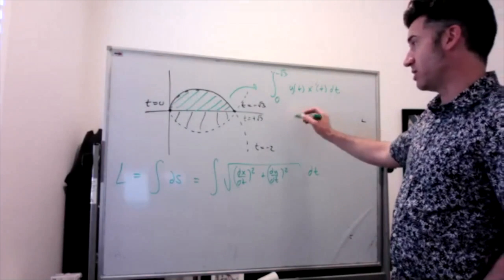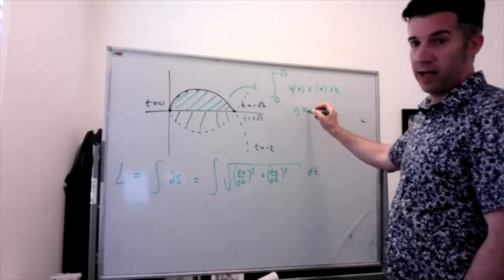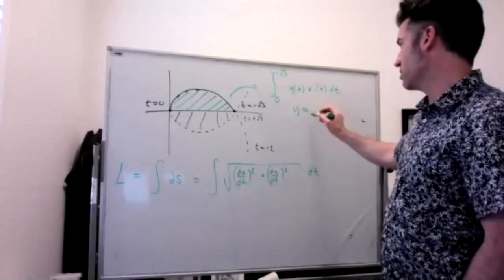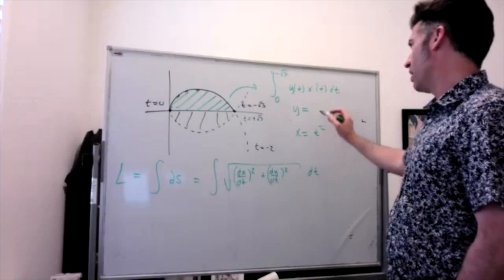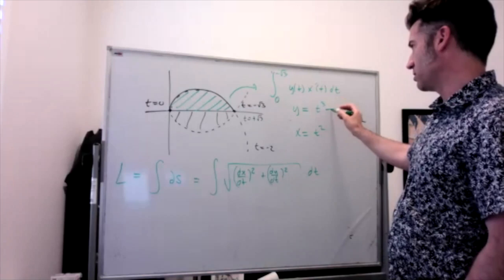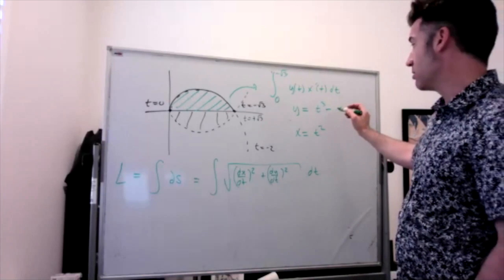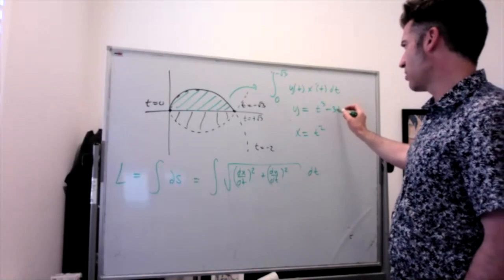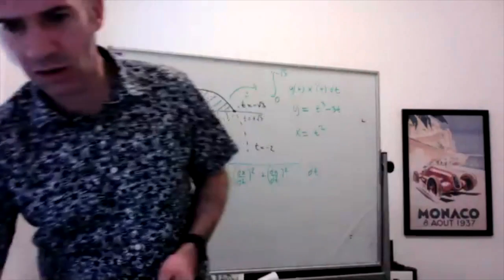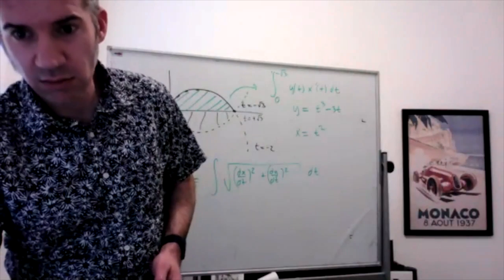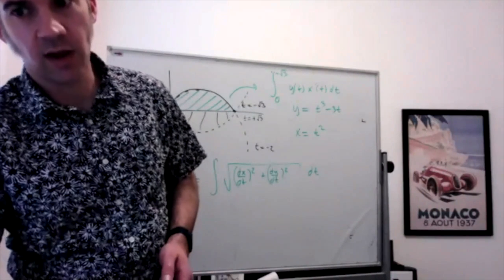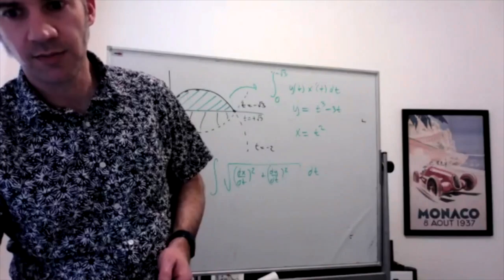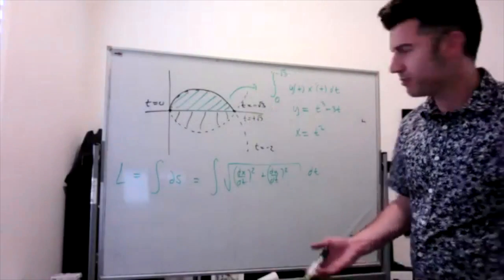That's the arc length formula using parametric equations. And let's remind ourselves what these equations were. I know x was equal to t squared, y was equal to t cubed minus 3t, I believe. That seems wrong. Let me double check that just to be absolutely sure. Nope, that's right. Okay. Not losing it. So I feel like this is going to be awful. Well, let's check it out anyway.